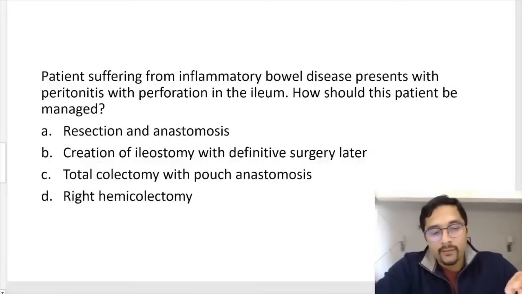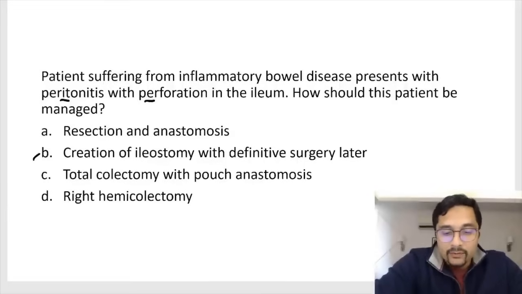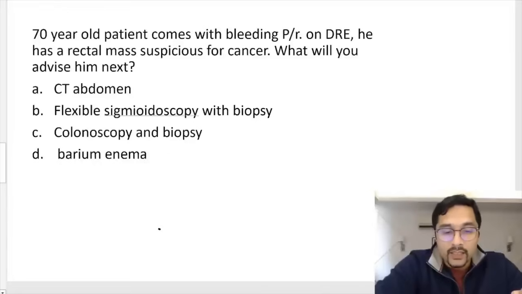Patient is suffering from inflammatory bowel disease. Patient comes with peritonitis and perforation of the ileum. How should this patient be managed? So because the patient has come with peritonitis and perforation and there is inflammatory bowel disease, the best would be to carry out an ileostomy and to carry out definitive surgery later.